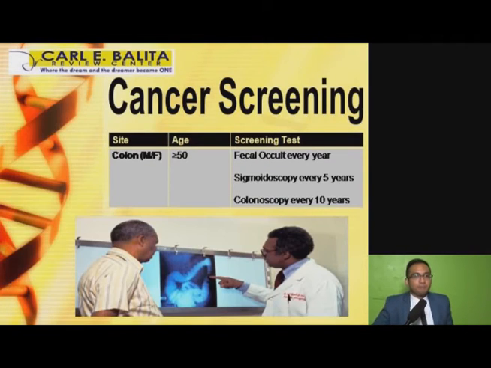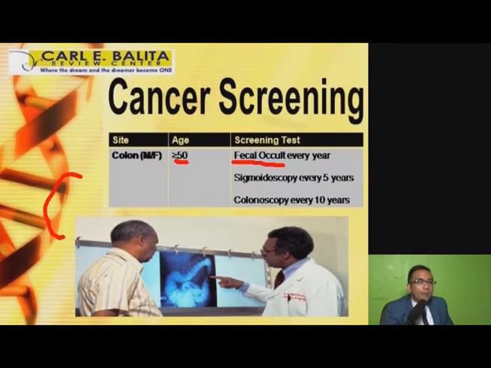Alright, next one. How about for colon cancer screening test? For colon cancer screening test, we start at the age of 50. Tandaan yung keyword, 50 na tayo diyan. Alright, pag sinabi natin 50, una, you have your fecal occult every year. What do you mean by fecal occult? Sometimes, this is also known as your guayak. Okay, guayak. Ito yung spelling po ng ating guayak.